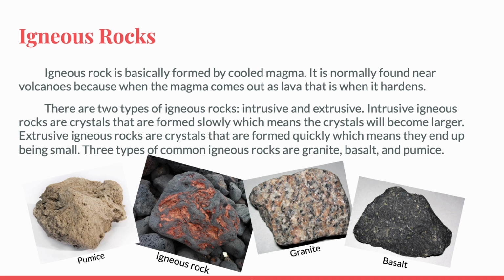There are two types of igneous rocks, intrusive and extrusive. Intrusive igneous rocks are crystals that are formed slowly, which means the crystals will become larger. Extrusive igneous rocks are crystals that are formed quickly, which means they end up being small. Three types of common igneous rocks are granite, basalt, and pumice. Here are some pictures of some igneous rocks.